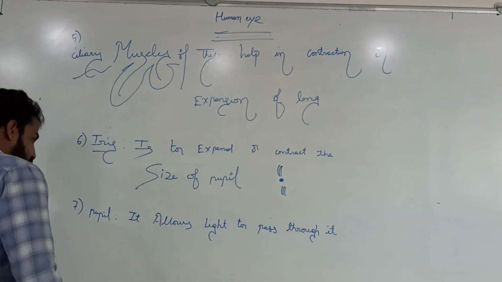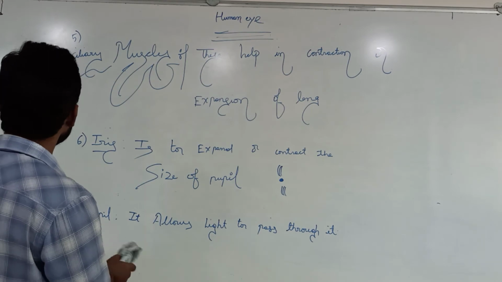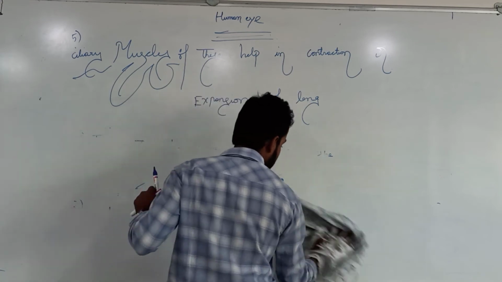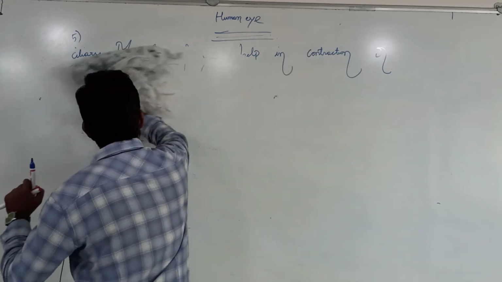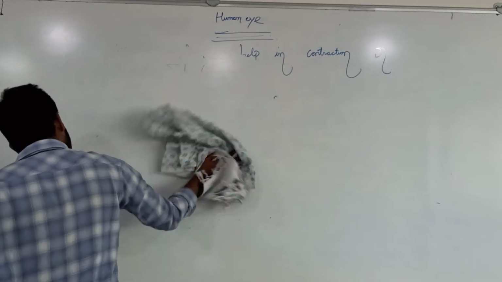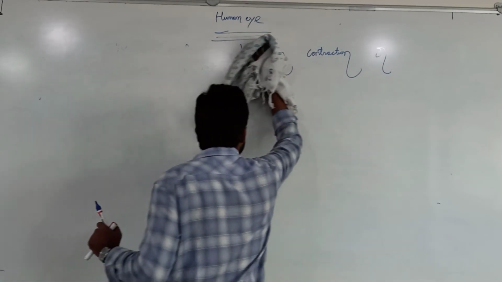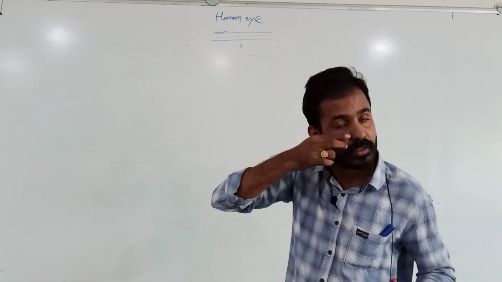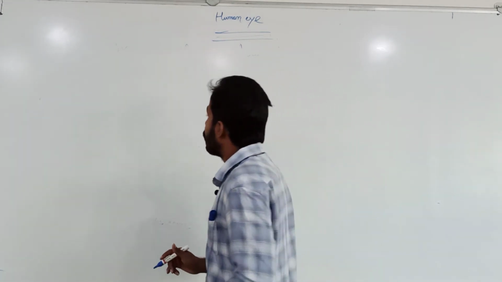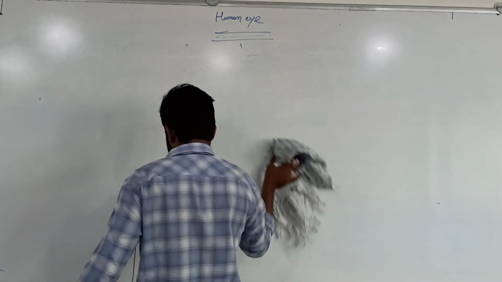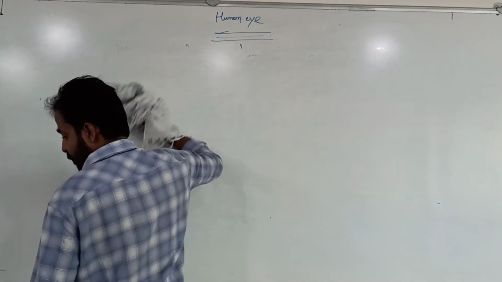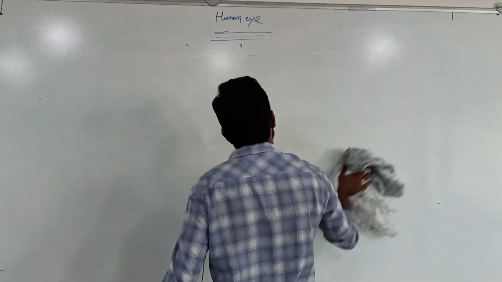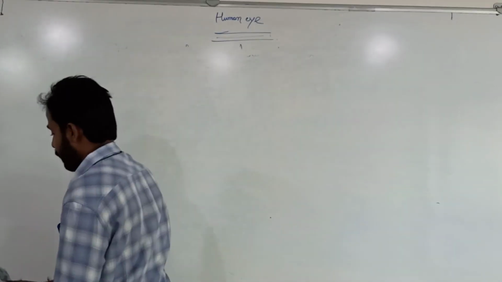So the next part is the cornea. What is the cornea? The cornea is the outermost part of the eye. For example, this outer part is known as the cornea. The outer, front bulged part of the eye is called the cornea.